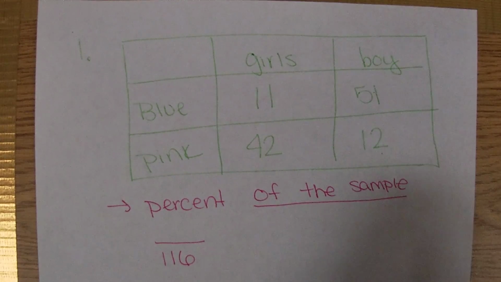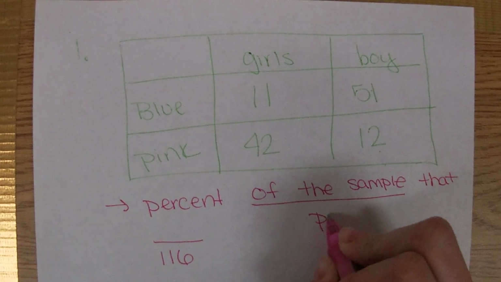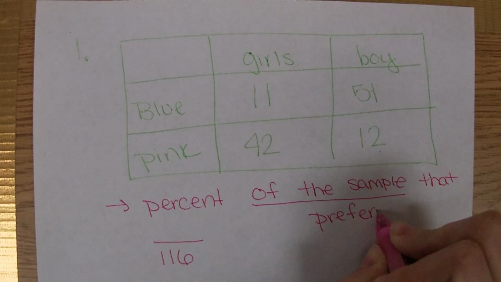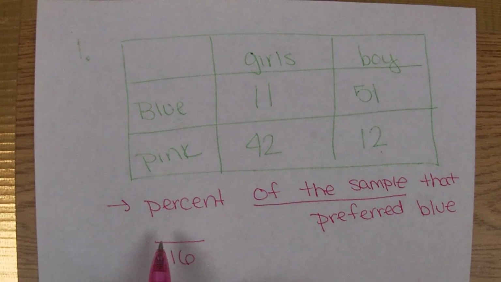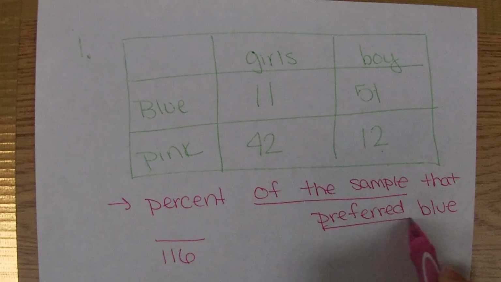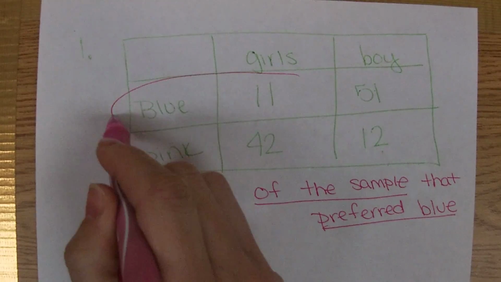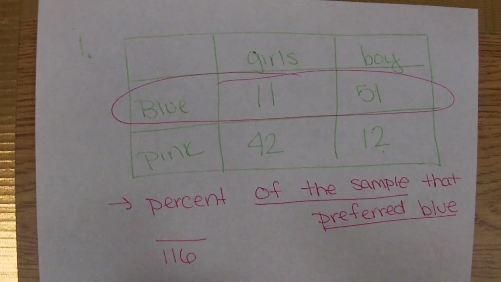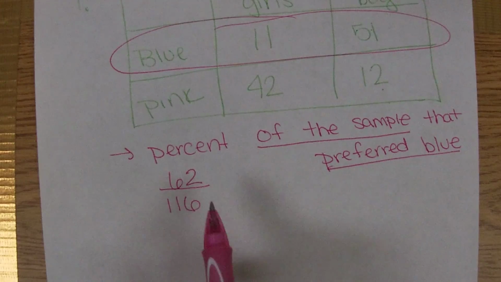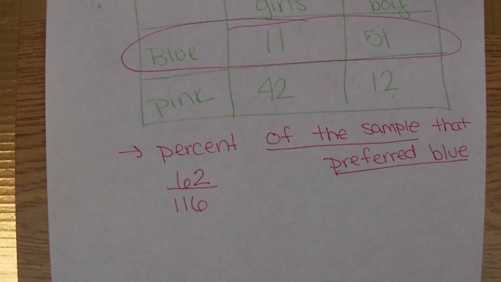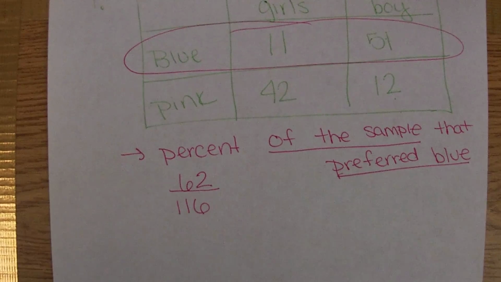Maybe we want to know the percent of the sample that preferred blue. Now, we said our is, are, has, right? It's going to be preferred in this case. So the percent who preferred blue, our preferring blue is right here. So we'll take 11 plus 51, which will give us 62. That's what goes on top of our fraction. Then we said we would take the 62 divided by the 116.